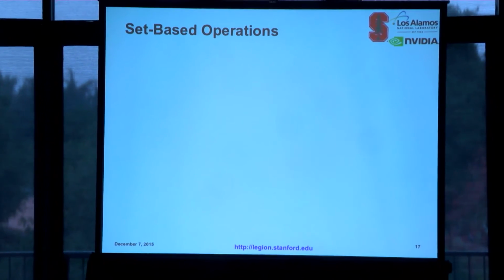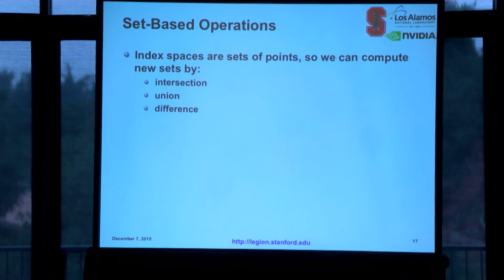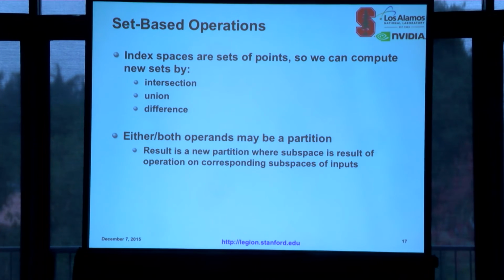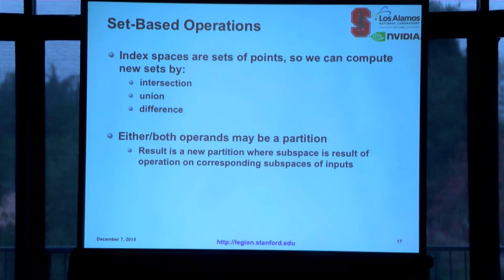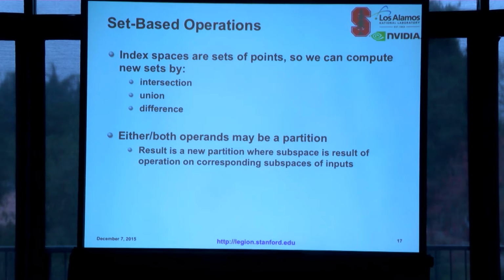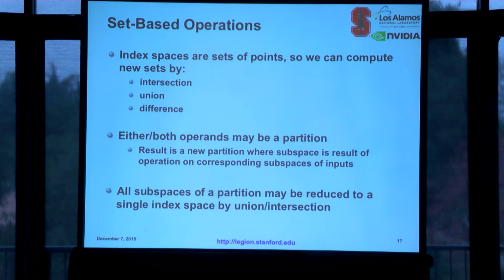The last is set-based operations. They're actually pretty boring. Index spaces are just sets of points, so we can do intersections, unions, and differences. Either both operands can be a partition. If you do a partition with an index space, then basically think of it as an array promotion of the index space. And then the other thing you can do is a reduction operation with union and intersection to collapse a whole partition, a whole bunch of subspaces, back down into a single one.